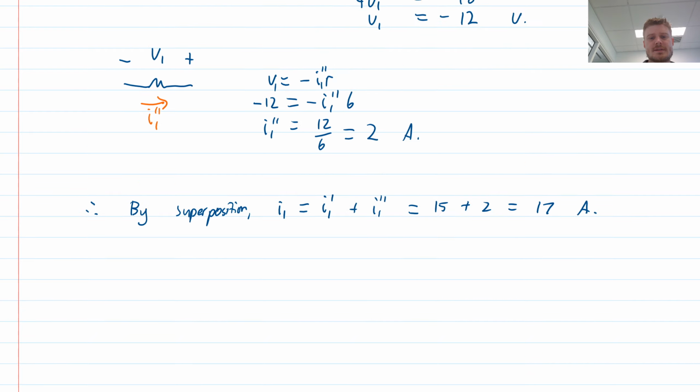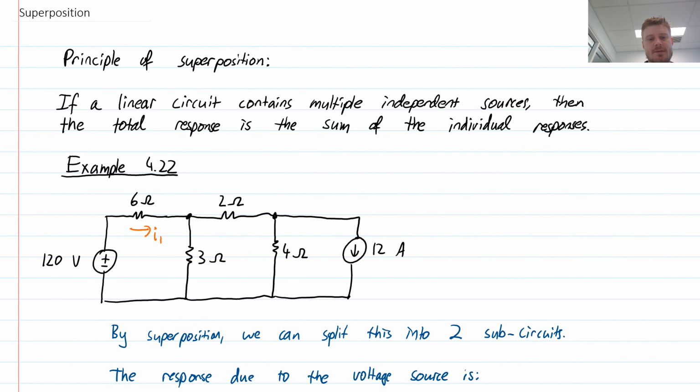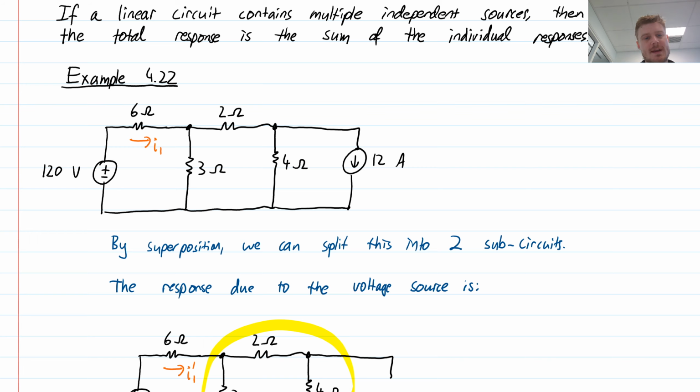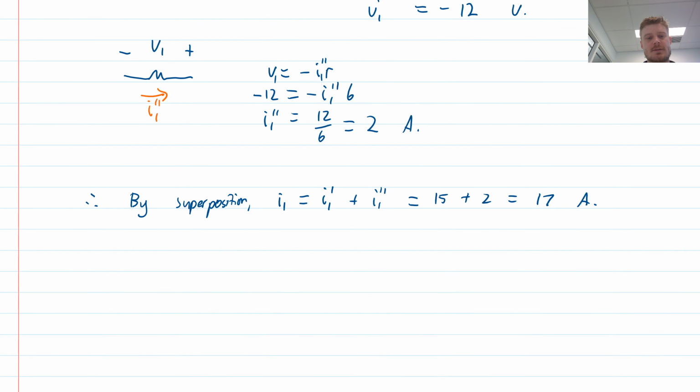So the summary of how to use this method was that we turn off the other sources and we solve for the response due to each of the individual independent sources, and then we can just add them up. It's a linear circuit, so it's a linear combination of all of the individual sources of energy, and that was how we were able to analyze this circuit.